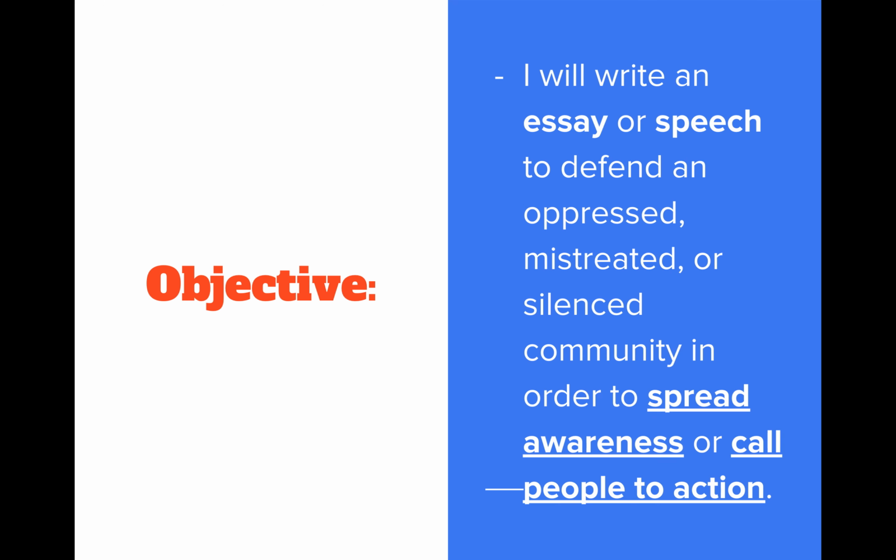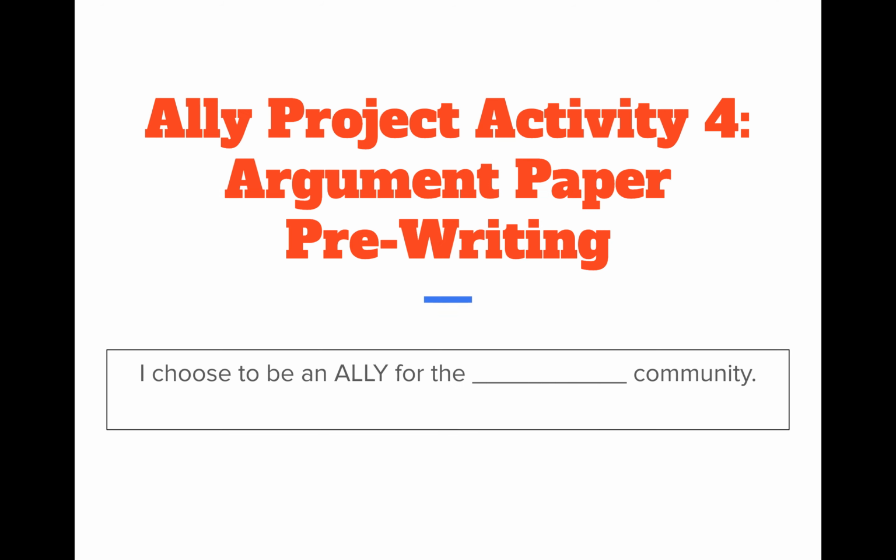So the objective of this project is you will write an essay or speech to defend an oppressed, mistreated, or silenced community in order to spread awareness or call people to action. This is your argument essay, or persuasive essay, it might have been called in previous years. So this is the first slide of your activity. You can come back and fill in this blank when you decide what group you'd like to defend and support.